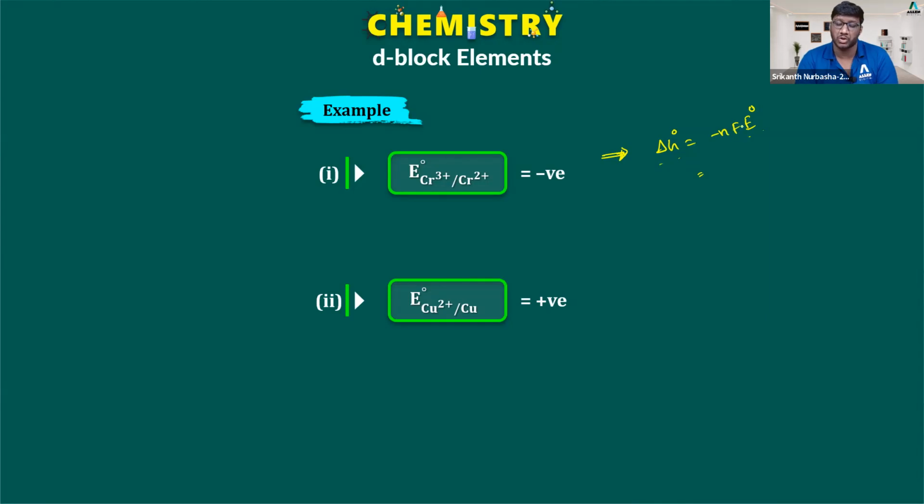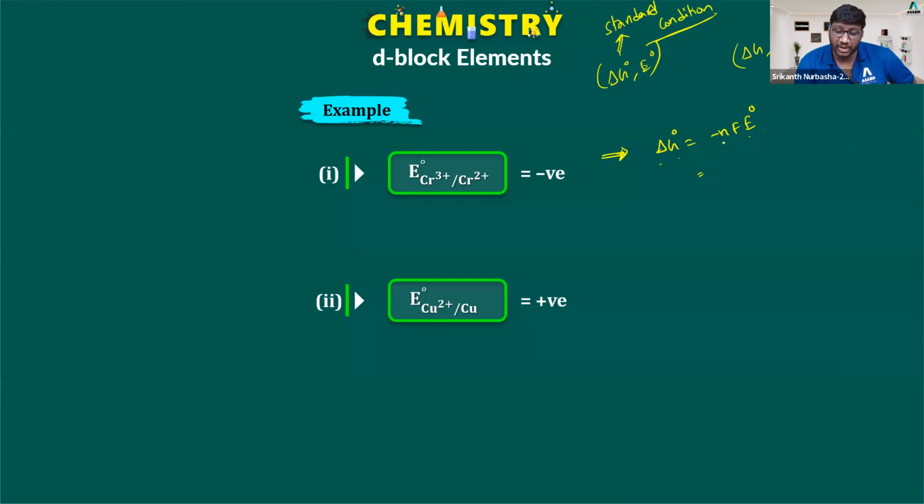Delta G is equal to minus nFE. Delta G naught, E naught refer to standard conditions. What are standard conditions? Standard temperature, standard pressure, all those things should be there. So delta G naught is equal to minus nFE naught. What do you mean by this, students?